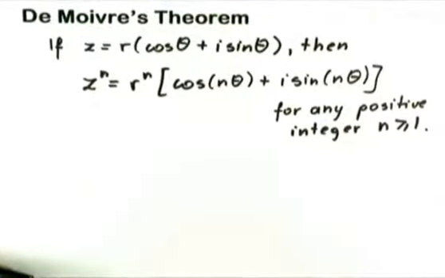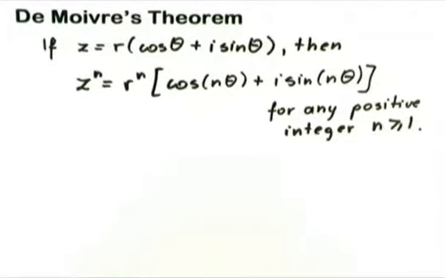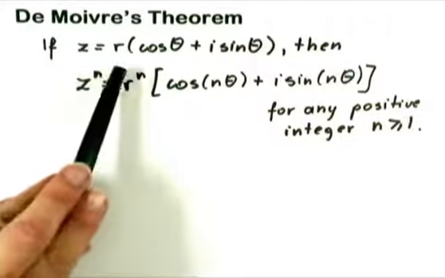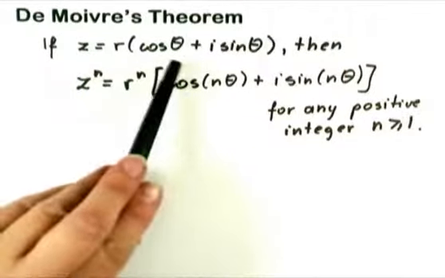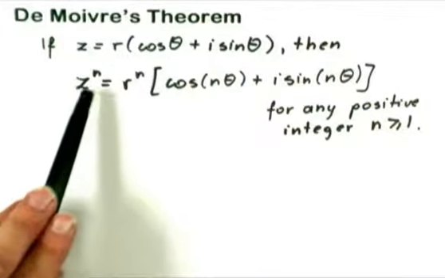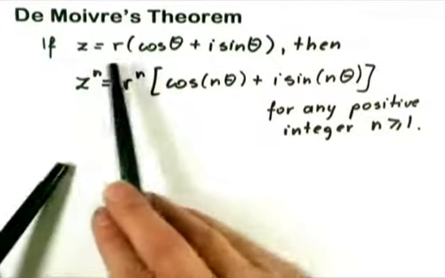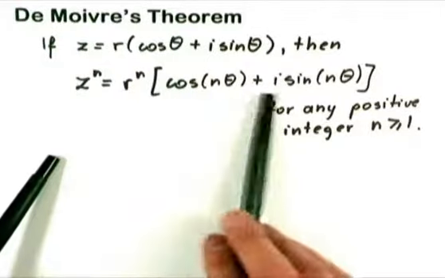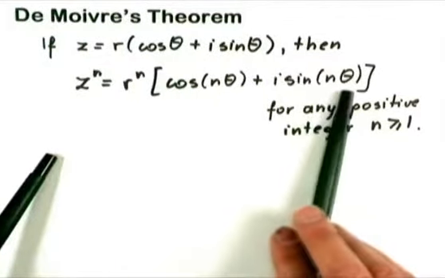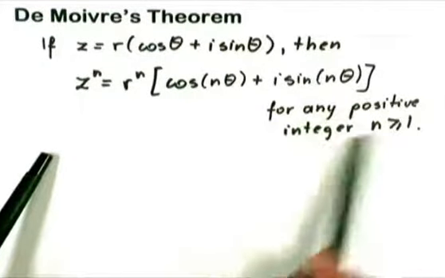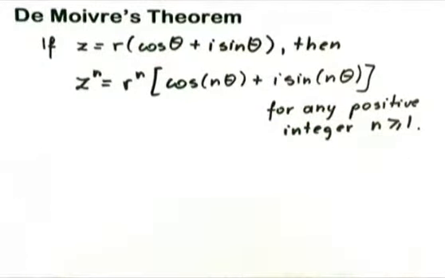DeMoivre's theorem says that if z is a complex number in polar form, r cos theta plus i sin theta, then the power z to the power n, we take the power of r and we multiply the angle, so r to the n times cos n theta plus i sin n theta, and this holds for any positive integer n greater than or equal to 1.